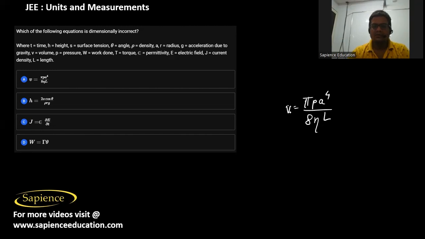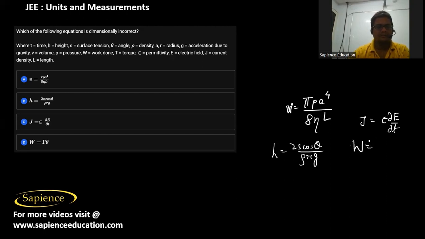So it is actually the volume flow rate, pi p a power 4 by 8 eta L, and h is equal to 2s cos theta by rho g r. And J, which is the current density, that is epsilon dE by dt. And W, that is work done, it is equal to tau into theta. So J, that is current density, actually it is the formula for displacement current.